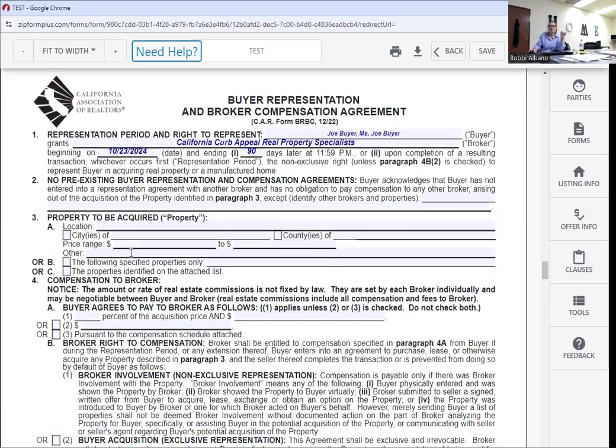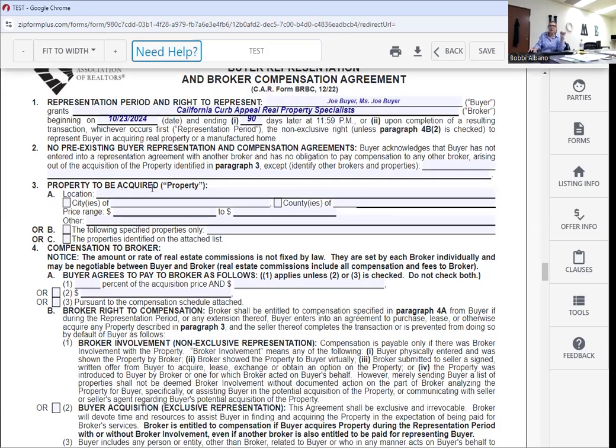Okay. So you want to put here property to be acquired. Now I like to use as general of a description as possible. That way you won't have to redo it if something minor changes. So you want to put the location. Here is where you can put in cities or counties, price range or others. So you can make this as detailed or as general as you like. If this one is for the property that you've got listed only, you could put it here.